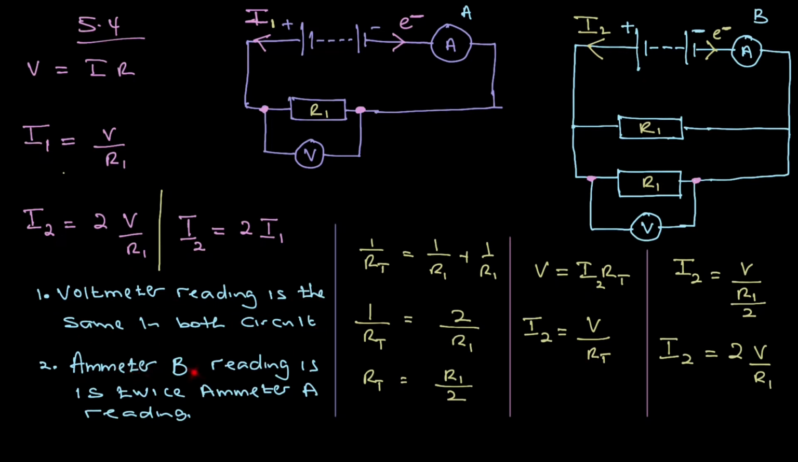The ammeter B reading is twice the ammeter A reading. You can see ammeter B reading is I2. That's the ammeter reading, that's I2. And I2 is twice I1. And that's what this is saying. The ammeter B reading is twice the ammeter A reading.